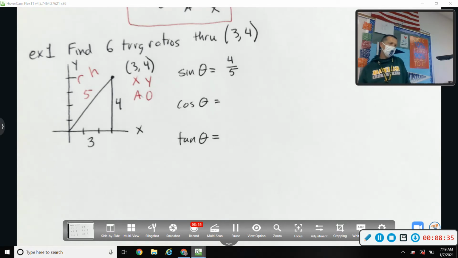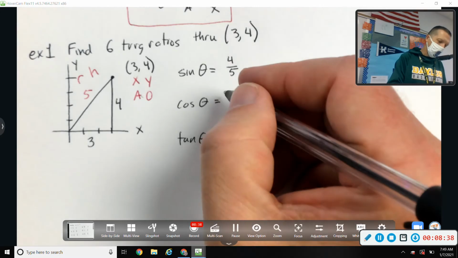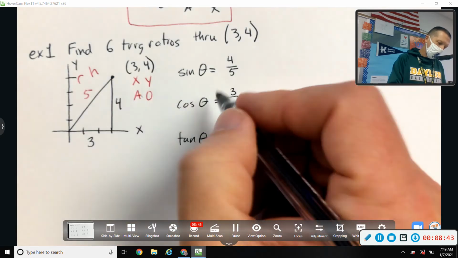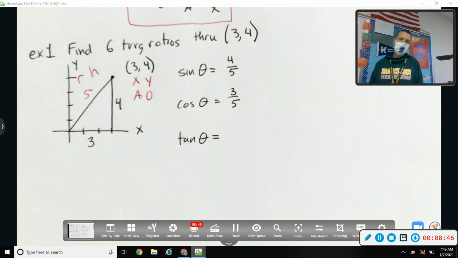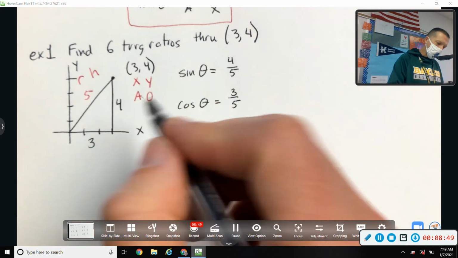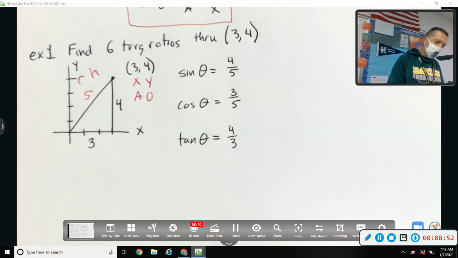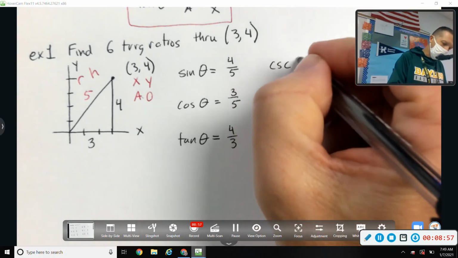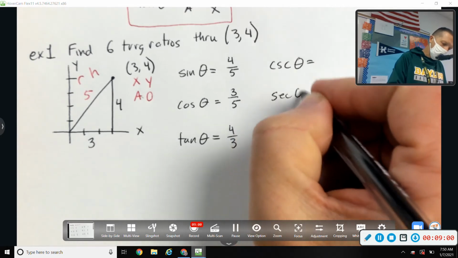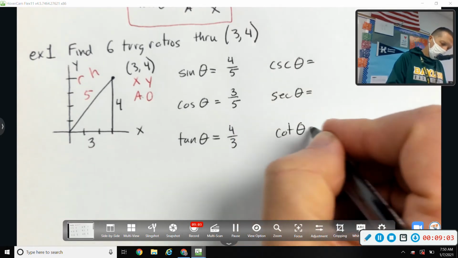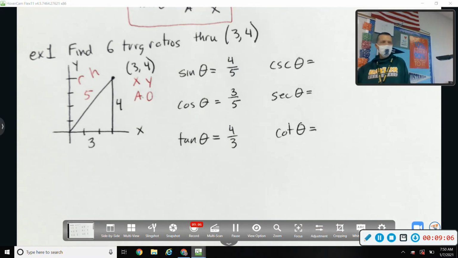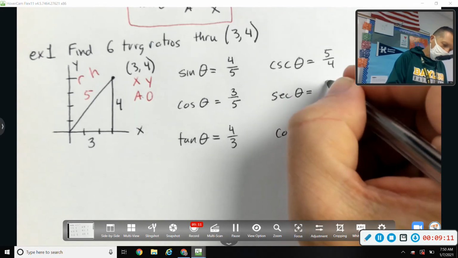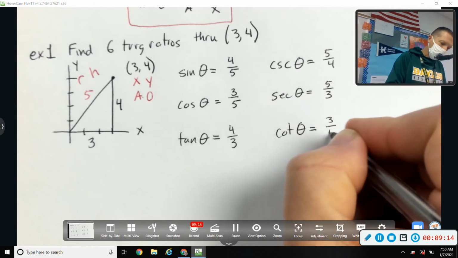Cosine is x over r, but I would rather remember that as a over h, as long as I know who a is, 3, and h is 5. Tangent is opposite over adjacent, 4/3. And then all of the reciprocal partners here, cosecant, secant, cotangent. But those are just flips, so I don't memorize anything with those. I just flip sine, and flip cosine, and flip tangent.